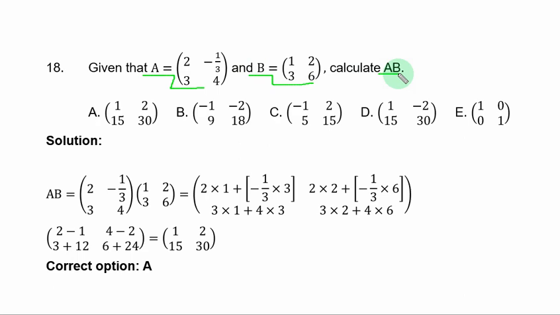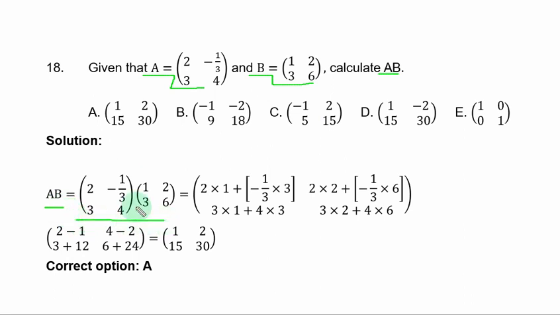Solution: you need to check the condition for the multiplication of matrices, which is that the number of columns in the first matrix is equal to the number of rows in the second matrix. We have 2 by 2 matrices. By this, the condition is satisfied. So you have matrix AB in this form.